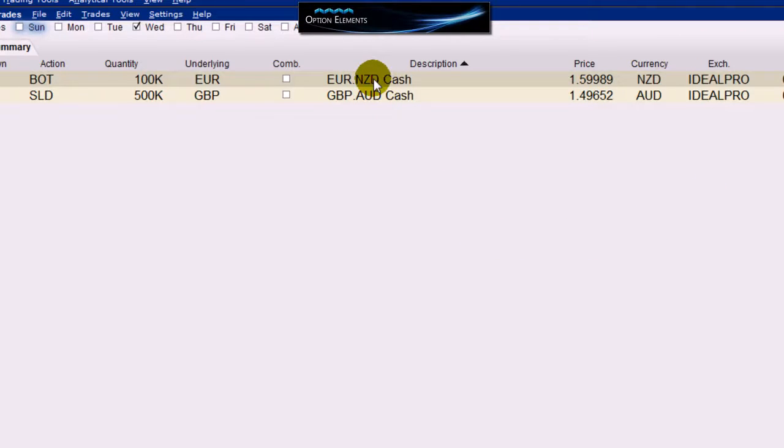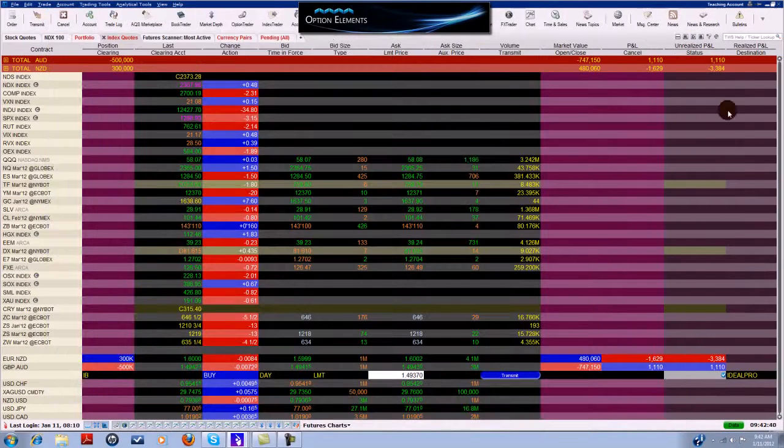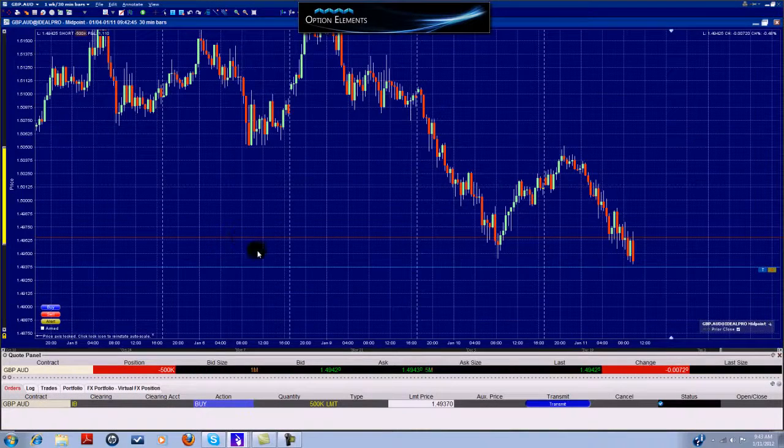We also bought in the night market. I had an order in to buy an additional 100 of our Euro New Zealand dollar pair, which is our position trade, which is still the nemesis for us here. Unfortunately, I'll show you that in a second. But first, let's get back to this one here.